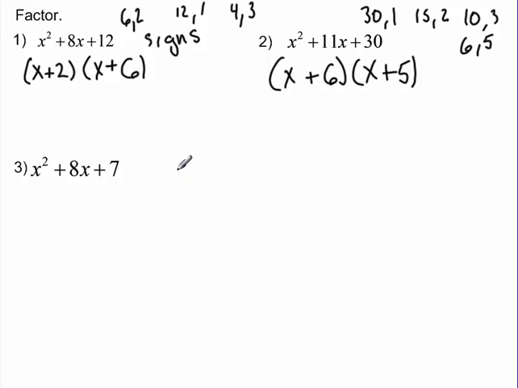Alright, you try number 3. Remember, set up your signs first, then find your factors, and what factors you use is what's going to give you 8 when you add them together. So do that now. Press pause, work it out.